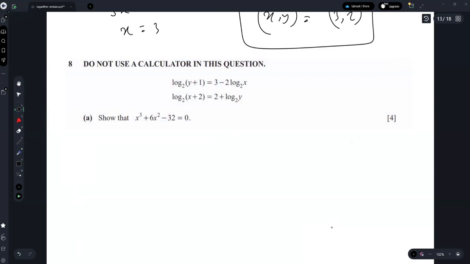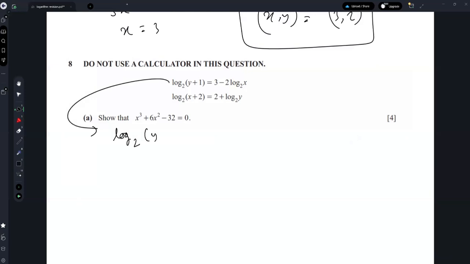So in this case, I need to make sure that I can put the logarithm on the left-hand side because I also have a non-logarithmic term here. So for this case, I can write log base 2 of y plus 1 minus 2 log base 2 of x equals 3. So I get log base 2 of y plus 1 minus log base 2 of x squared equals 3.